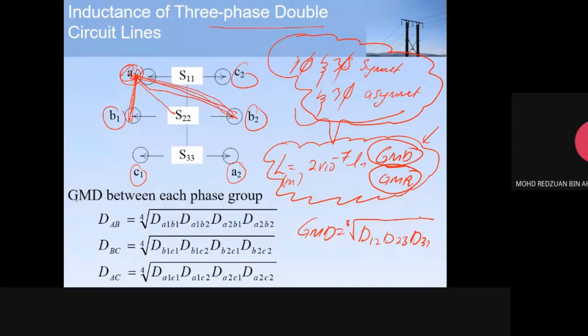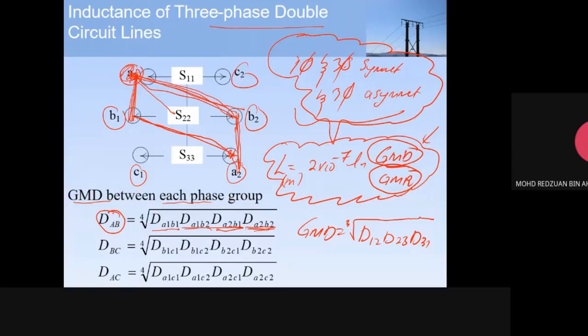To calculate GMD between each phase, we have to use this equation. DAB: A1 to B1, one element. A1 to B2, another element. Then from A1, now A2: A2 to B1, another distance, and lastly, A2 to B2, another distance. We have four distances over here, four elements.